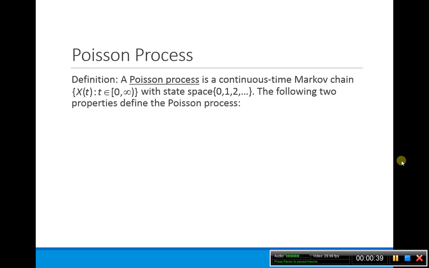Okay, so a Poisson process is a type of continuous time Markov chain in which your time is considered to go from 0 to infinity. Your state space is just 0, 1, 2, etc., so a subset of our integers. The following two properties define the Poisson process. First of all, at t equals 0, we assume that X of 0 is equal to 0. And we're going to talk about why these are in just a little bit.